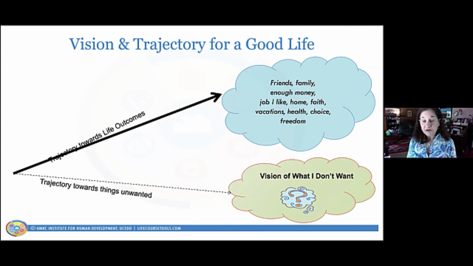Because most of us can tell you in a heartbeat what scares us, what we don't want for our child. And if you know what you don't want, it directs you in a direction toward what it is that you do want. It helps you create that vision for what you do want. I hope that makes sense to you.